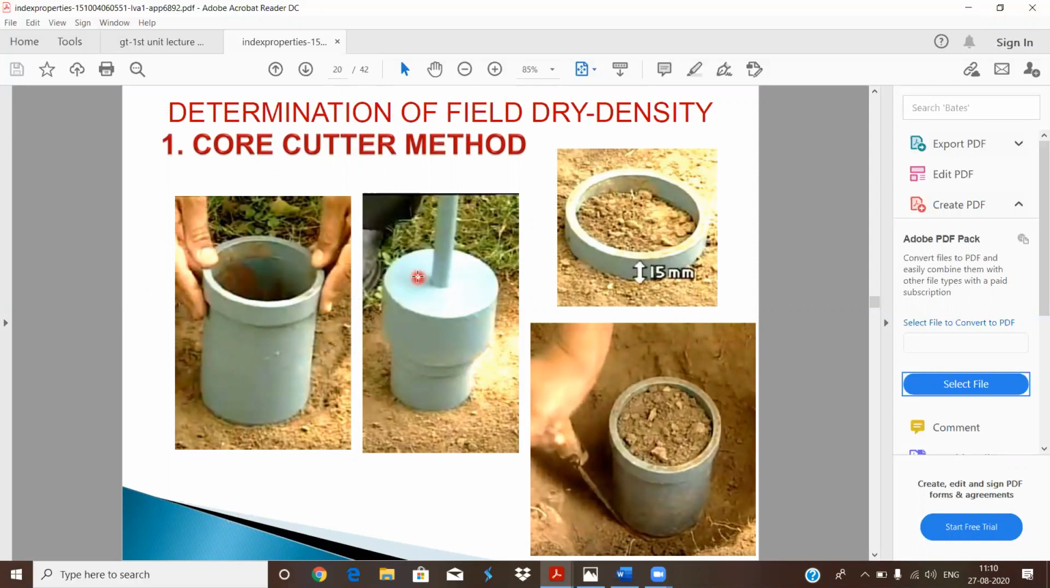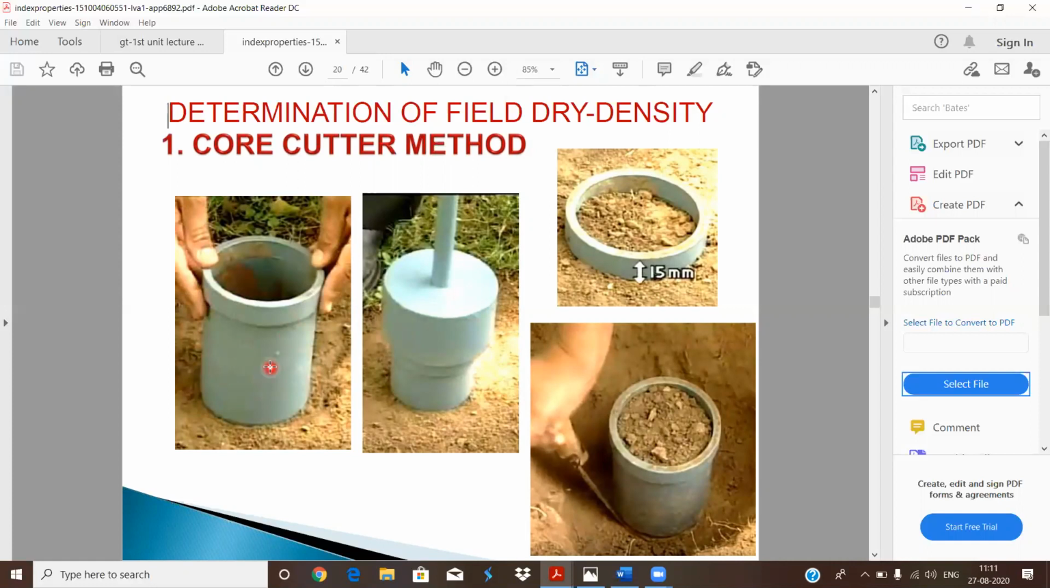So the equipment is complete. Now we have to find the volume of the container. The volume of the container we can easily find by π/4 d² into height, where d is the diameter of the core cutter and its height. After we calculate these two, we can get the volume of the core cutter.